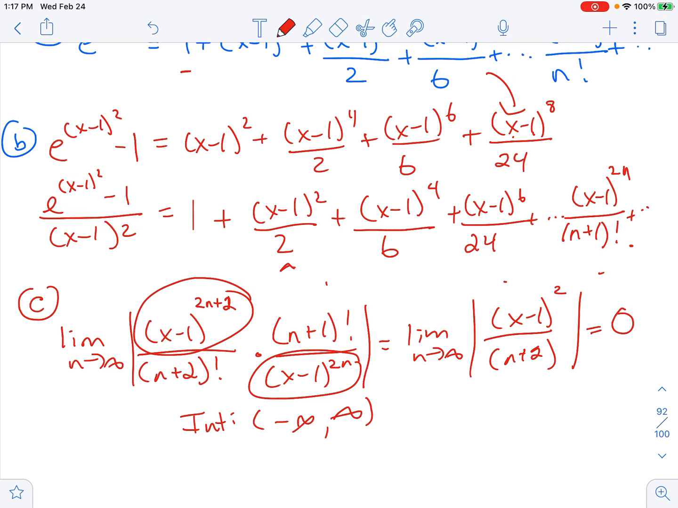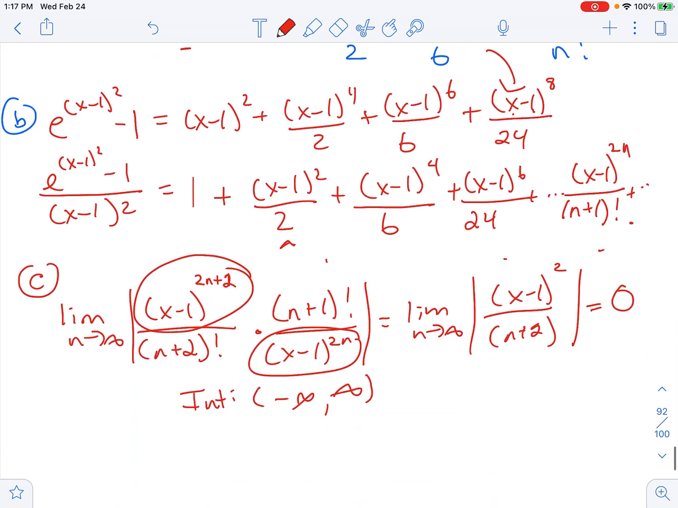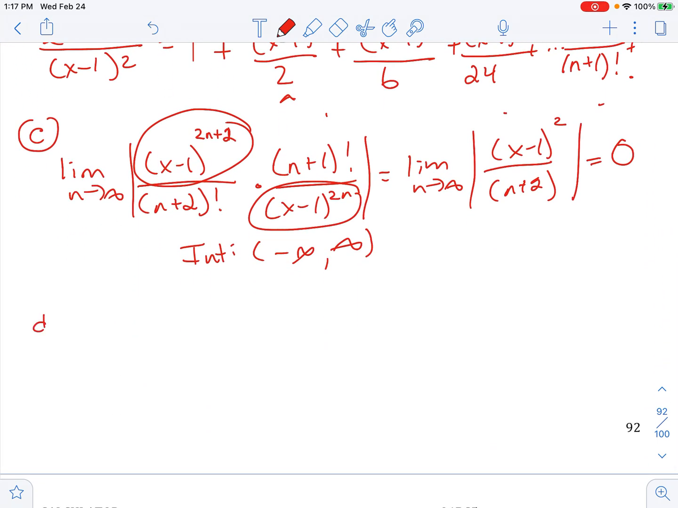Okay, lastly, part D. It says use the Taylor series for f. So we came up with the series for f in part B. So you're going to look at part B, about x equals 1. That just means that everything should have that x minus 1, which it does. To determine whether the graph has any points of inflection. Okay, so when you hear those words, points of inflection, you should be thinking about the second derivative, right? That's where the points of inflection come from.